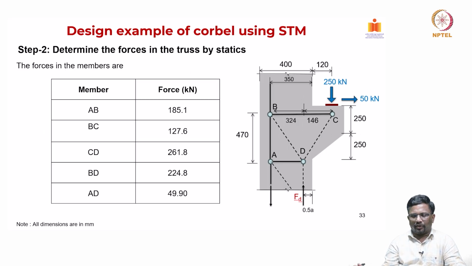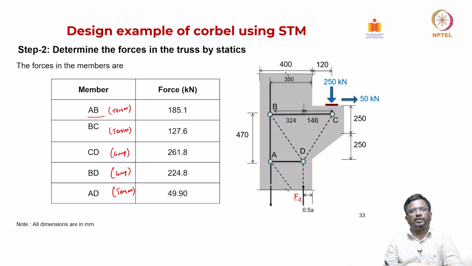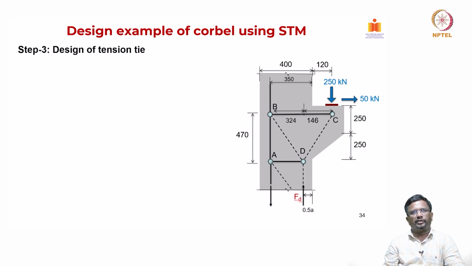So now let's look at it. AB is a tension force. We can see this is a tension member, tie member, and BC again tension, right. CD compression, strut, and BD again compression, right. AD again which is tension, and these are the forces. So these are the struts and ties forces that we have calculated. Now we need to again check the capacity of the ties and find the reinforcement and find out whether the struts are having adequate capacity or not. Okay, let's look at it.